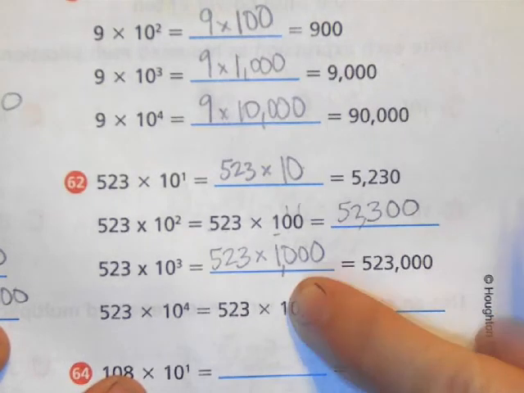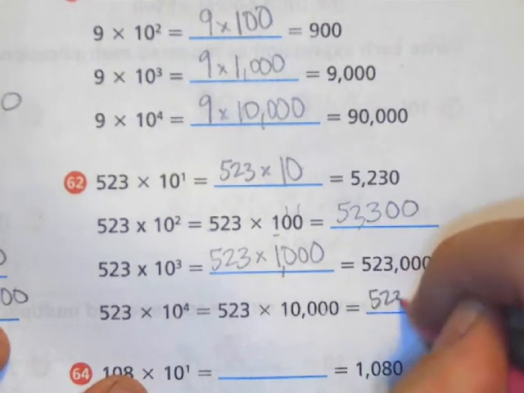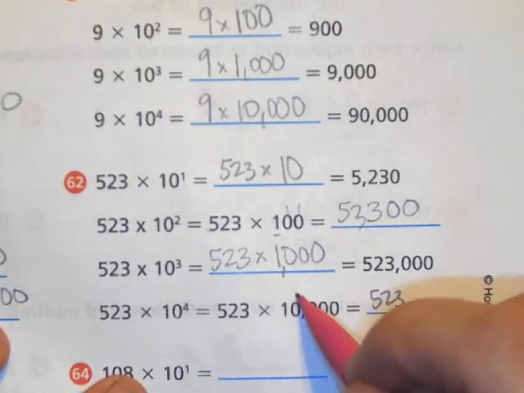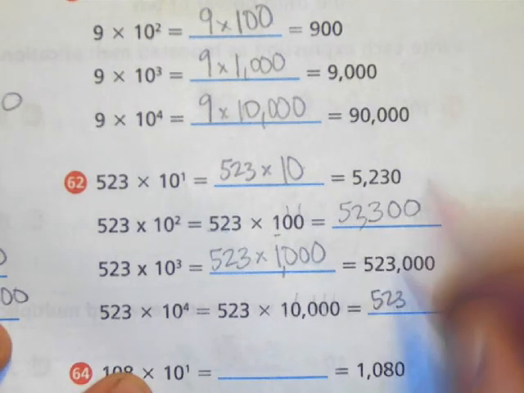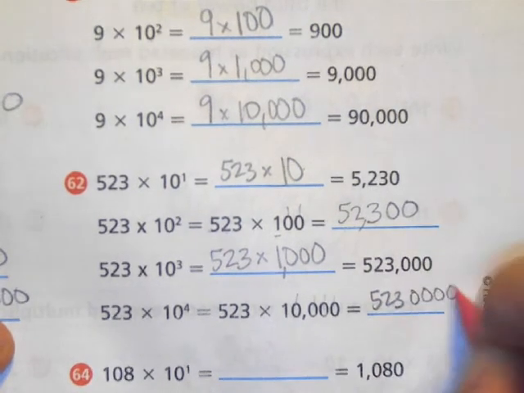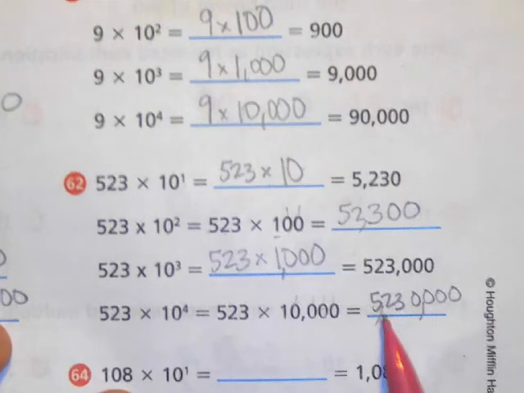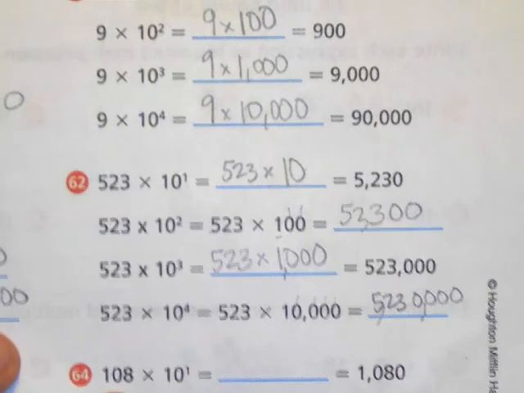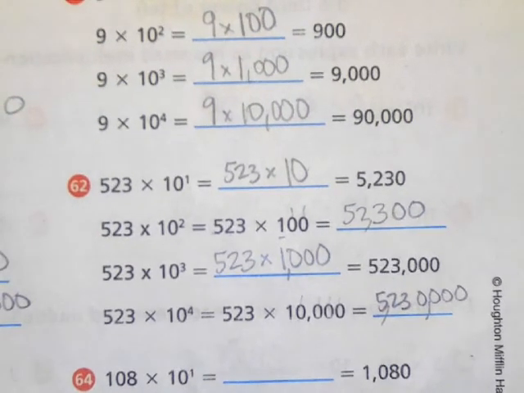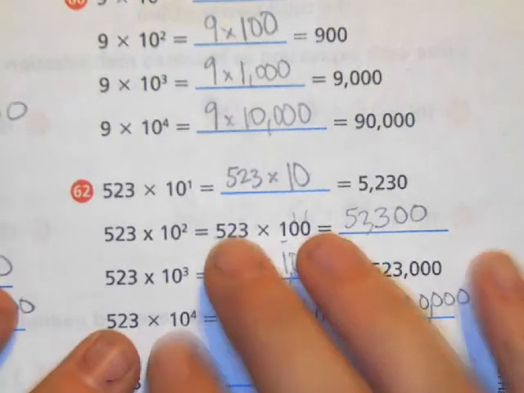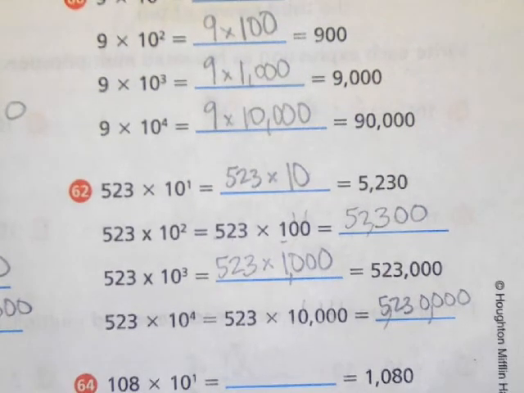523 times 10 to the 4th means 523 times a 10, or a 1 with 4 zeros. So what's 523 times 1? It's just 523. How many zeros does it get? 4. So it looks a little silly the way I just wrote it, but wow. 5,230,000. That's crazy.